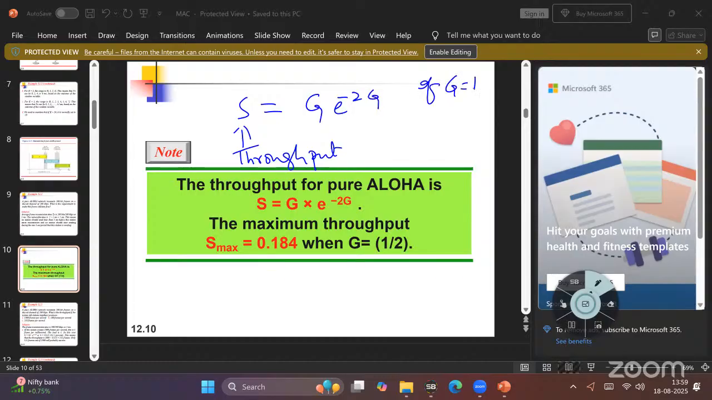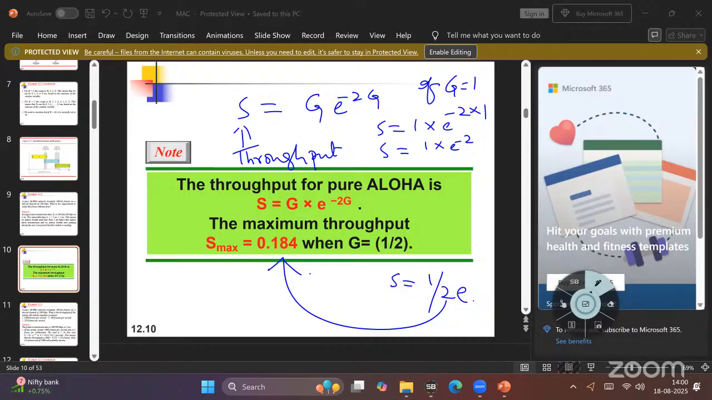If G equal to 1, S equal to 1 into e to the power of minus 2 into 1. So S equal to 1 into e to the power of minus 2. S equal to 1 by e squared, which is about 0.18. So S equal to G e to the power of minus 2G.